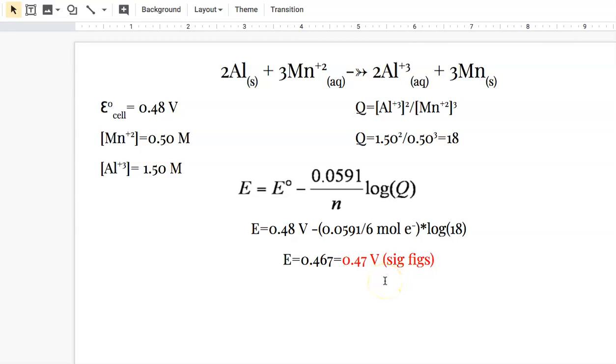Notice, E of the cell didn't really change by very much. It did change, and it changed in the direction we expected. If we increase the concentration of a product and decrease the concentration of a reactant, remember they would have both started at 1, both of those things will shift the equilibrium to the left and decrease E of the cell, which is what happened. It just didn't happen by very much.